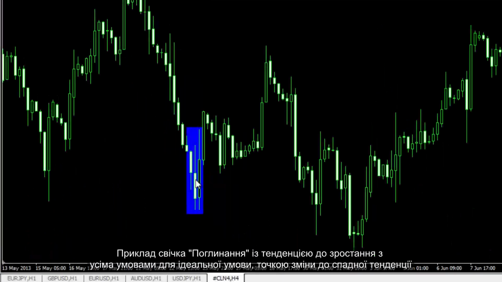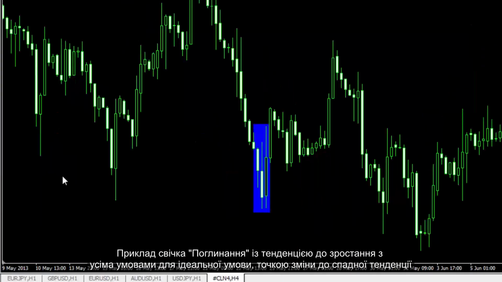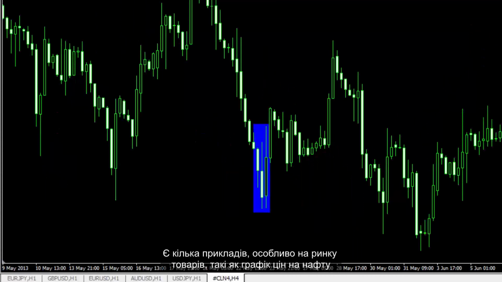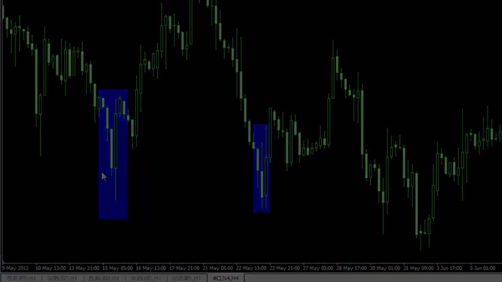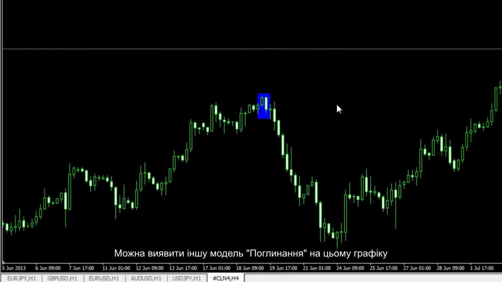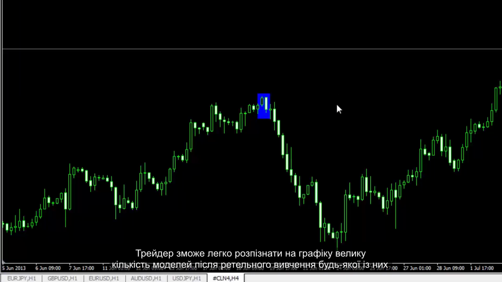The example of a bullish engulfing candle with all ideal conditions shows the reversal point on a downward trend. There are several examples, especially on a commodity market, such as an oil chart. Another engulfing pattern is detectable on this chart. A trader can identify many patterns in a chart easily after studying any pattern thoroughly.